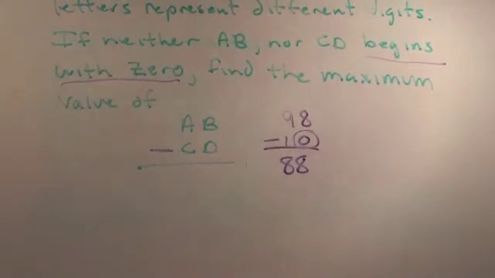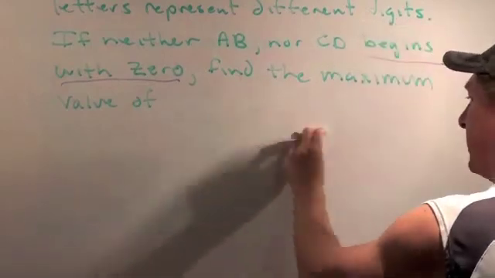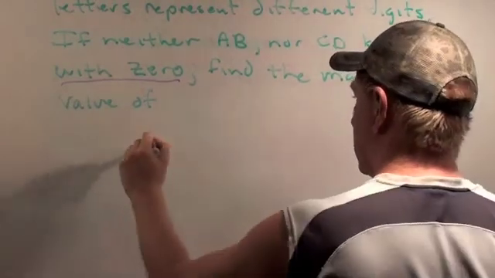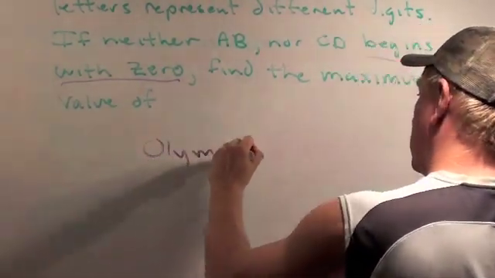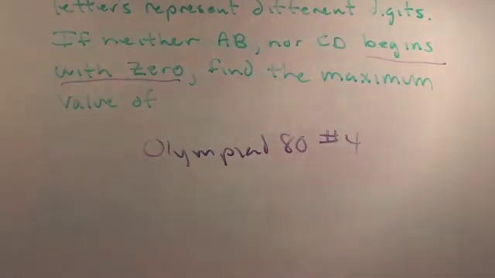On homework, the homework is Olympiad 80, problem number 4. You want to just do the homework after we turn off the video? Just get it out of the way right now? Yeah. Okay, Olympiad 80, problem number 4. All right, very good.